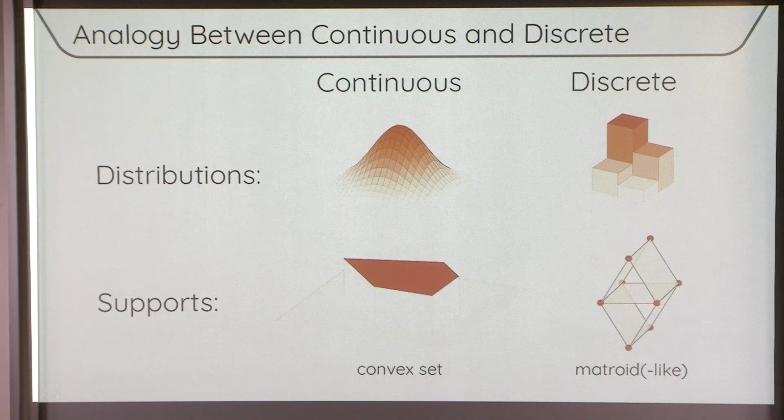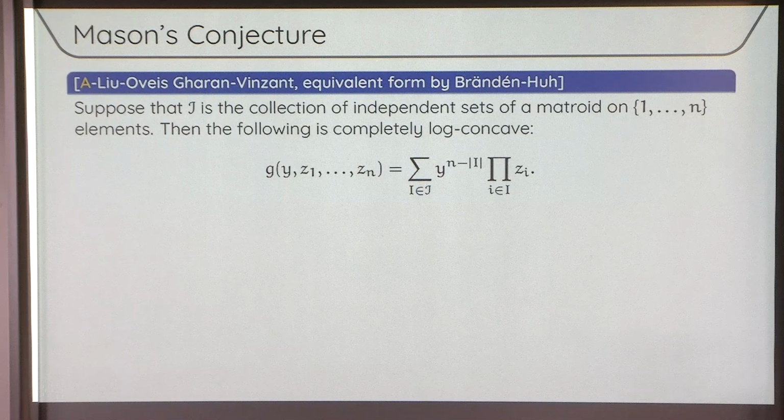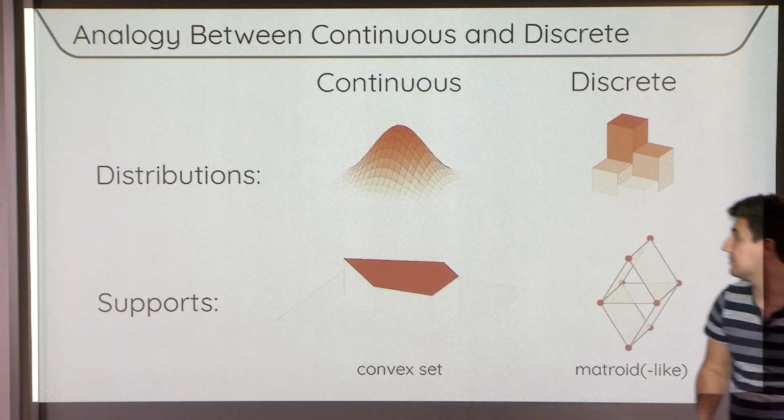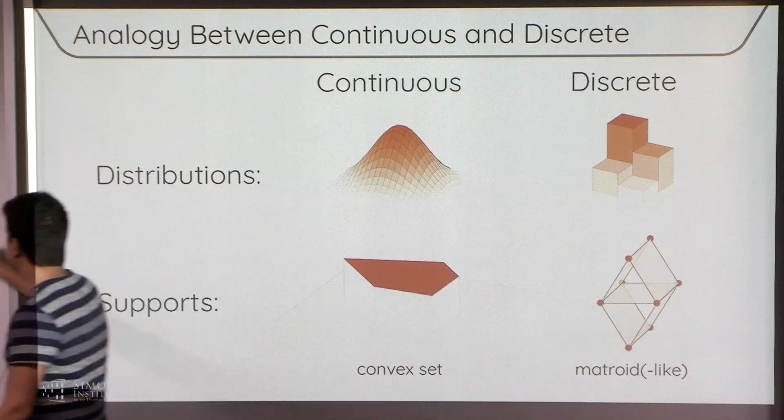So what we have shown so far is that if you have a matroid, the uniform distribution over the bases of a matroid gives you a completely log-concave distribution, but I haven't shown you the reverse, right? Okay. So let's quickly do this.